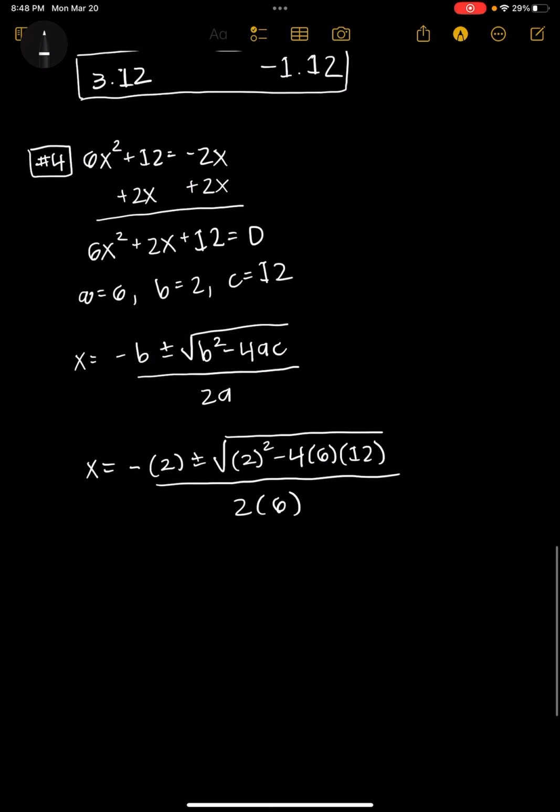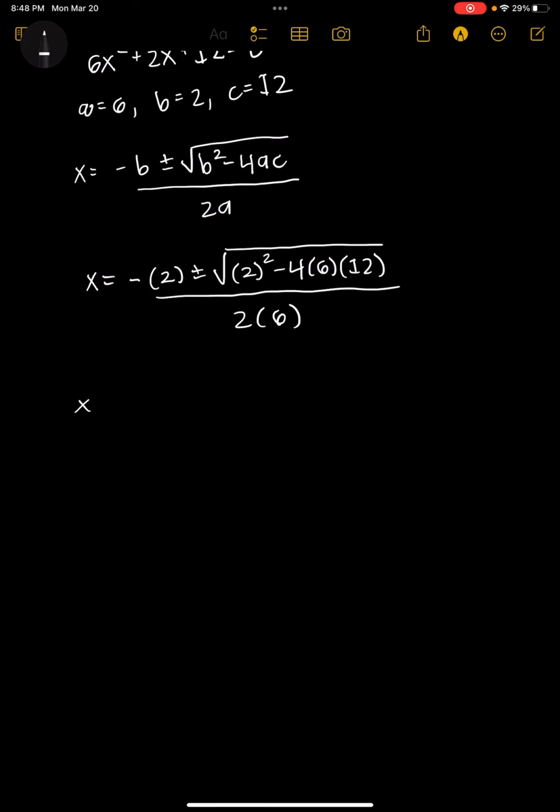Okay, once again, we're going to simplify by hand. So I'm going to have x is equal to negative 2 plus or minus the square root of... So I'm plugging what's inside the square root into my calculator. So 2 squared minus 4 times 6 times 12 gives me negative 284. And that's all divided by 2 times 6, which is 12.